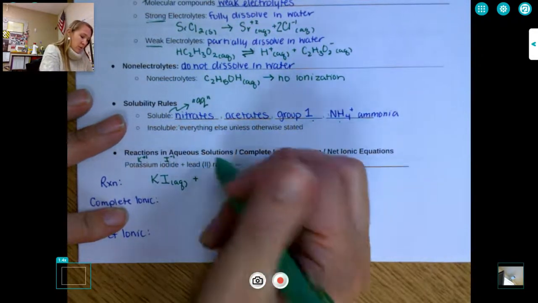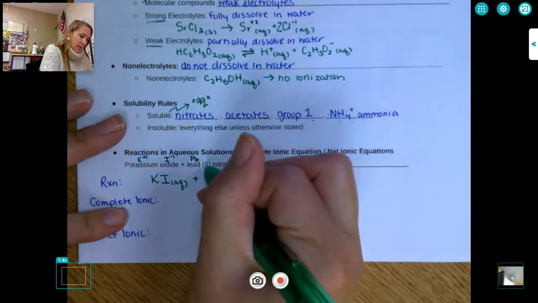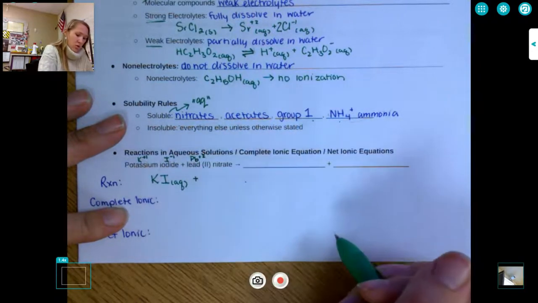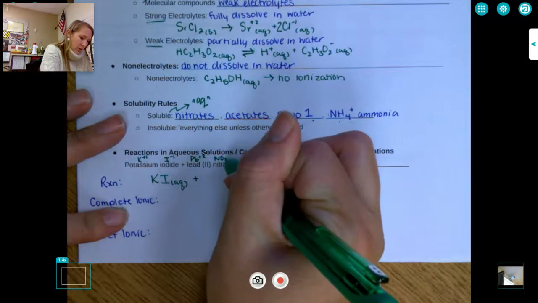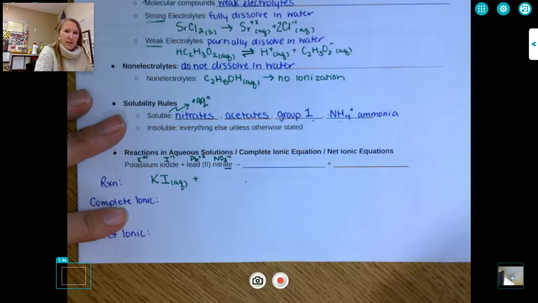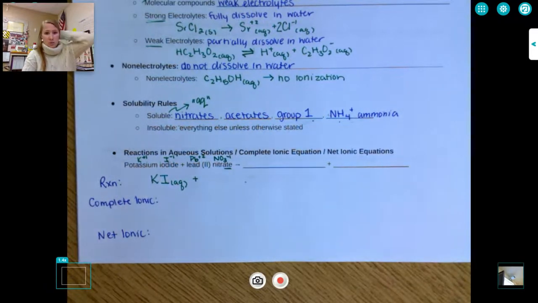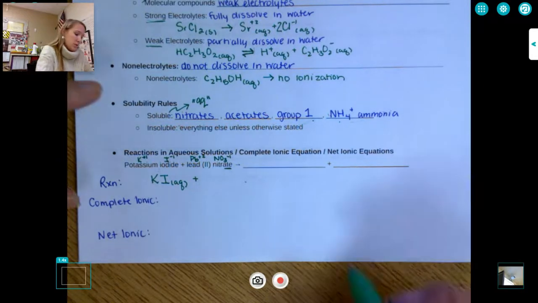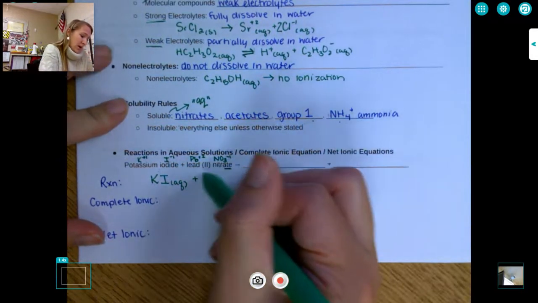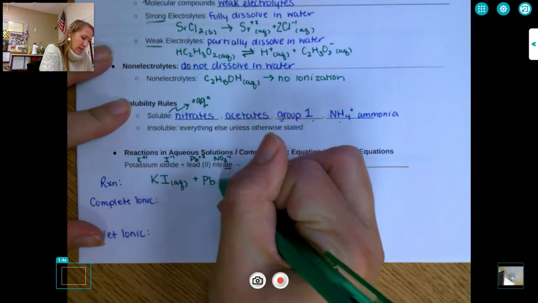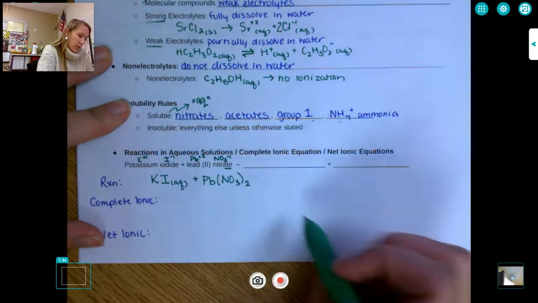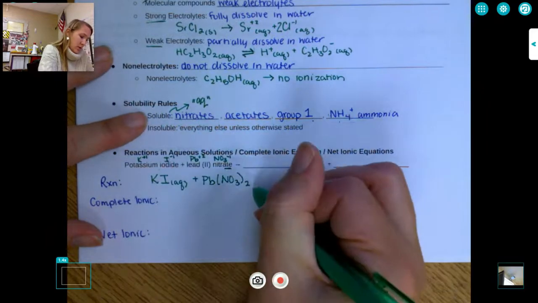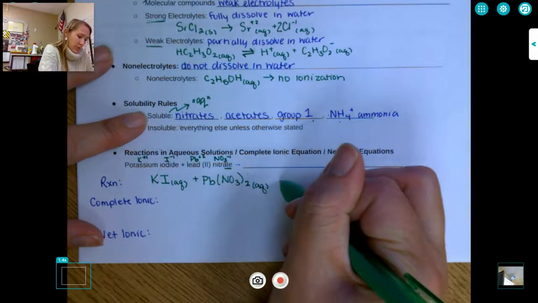Then we've got lead(II), so Pb is lead. The (II) tells me I have a +2 charge. Nitrate, ate, that's NO3, -1. And that's a polyatomic ion that we'll use a whole bunch, so you'll start to get that memorized. We swap and drop. So I have Pb(NO3)2. It's a nitrate. Nitrates are soluble, so aq.